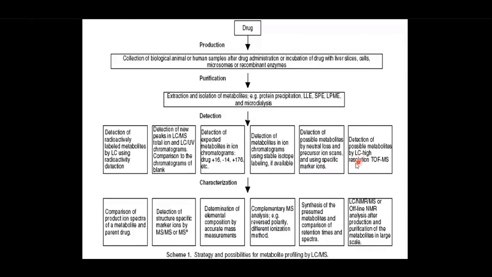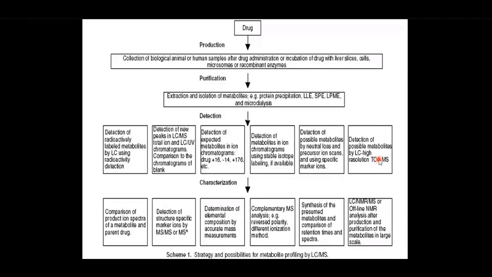Detection of possible metabolites by LC high resolution TOF-MS. Okay, so this also helps a lot, because time of flight mass analysis gives you molecular weight up to the 4th decimal level. So you can visualize what kind of metabolites get formed and what could be their molecular weight. Then when you run your LCMS, if you see the molecular weight shown by your high resolution mass spectrometer up to the 4th decimal level, with an accuracy of a few ppm, you can identify the metabolite on that basis.